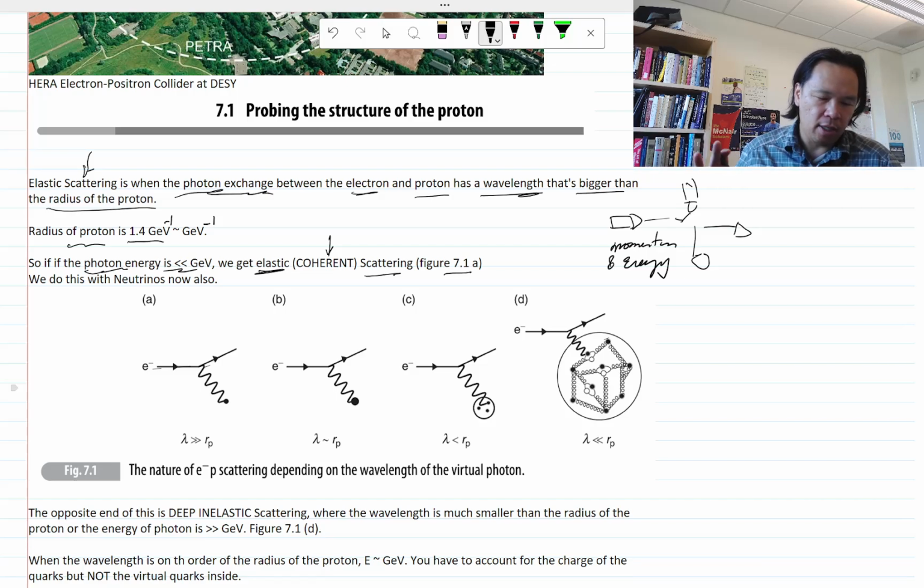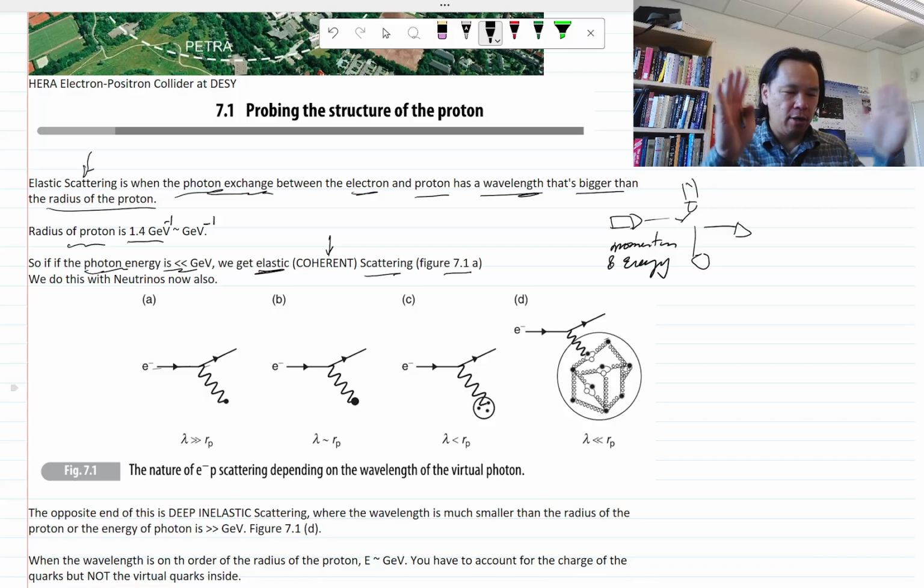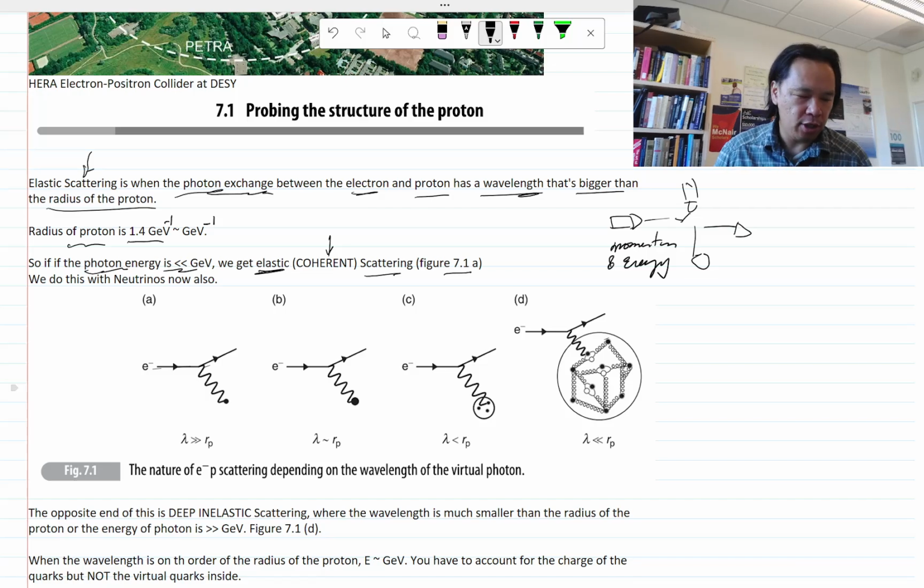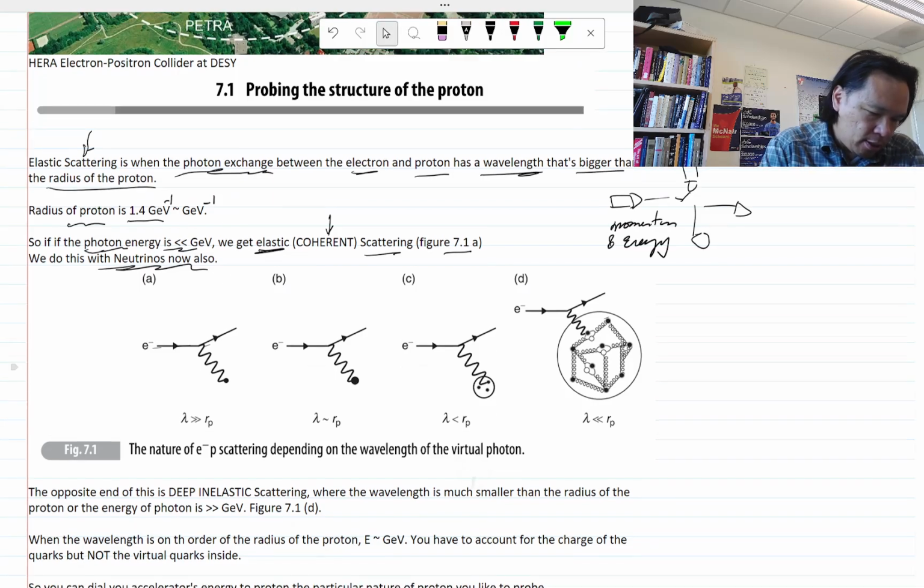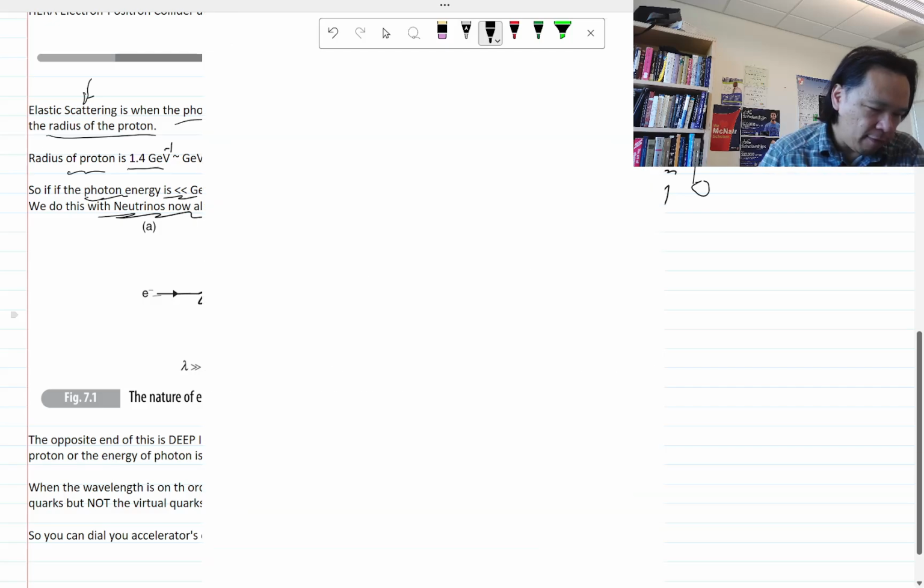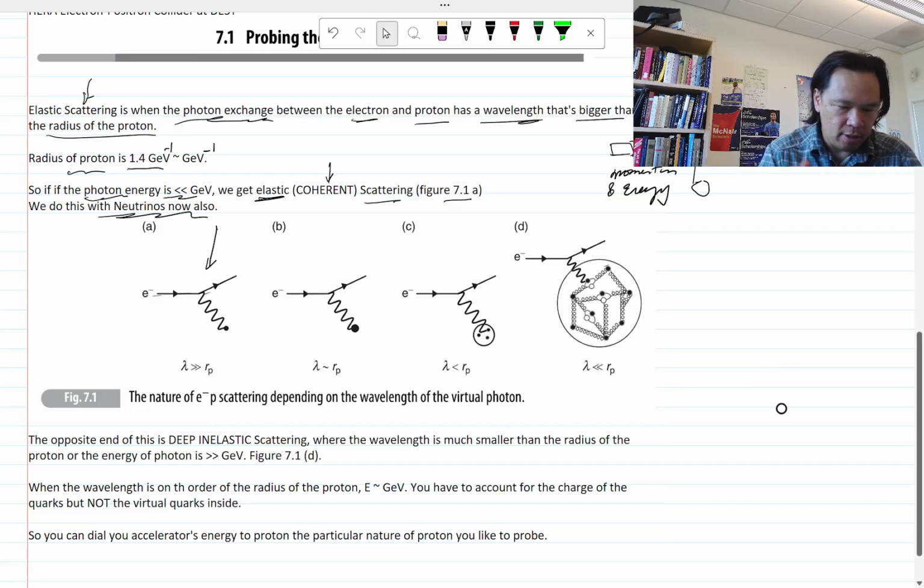It's kind of like, let's say you have a classroom full of students, they all shout the same thing. It's like a coherent shout. Okay. So we do this with neutrinos now also, by the way, in case those of you who are interested in neutrino physics, you can actually scatter neutrinos off protons. Okay. So that's the left diagram here. I'm going to talk about it in a different order than the book. I'm going to talk about the rightmost diagram first.